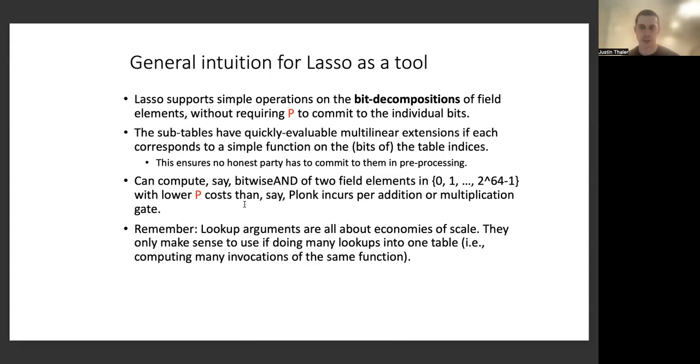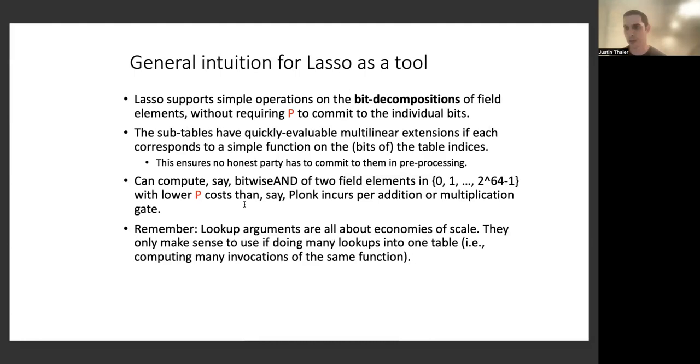So one thing to clarify here is lookups, in my view, are all about economies of scale, and there are some exceptions, I'll say a little bit more about that in a second. But if you're just doing 3 lookups into some table, at least with Lasso, there's some cost that depends on the table size that you're not going to amortize effectively over that few lookups. So you really want to be doing a lot of lookups before it makes any sense.